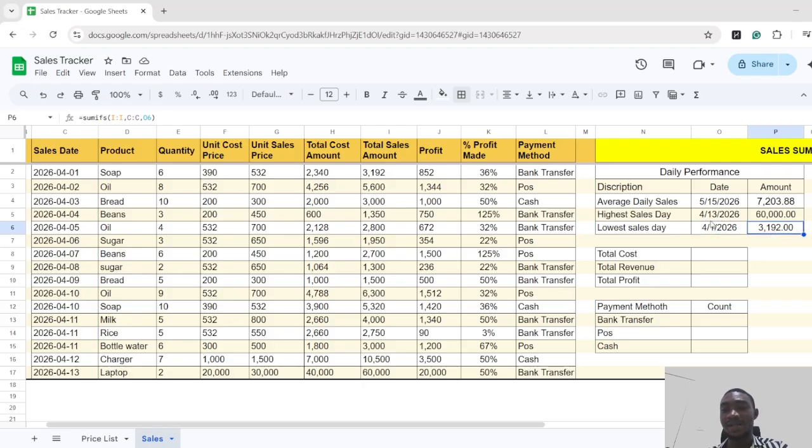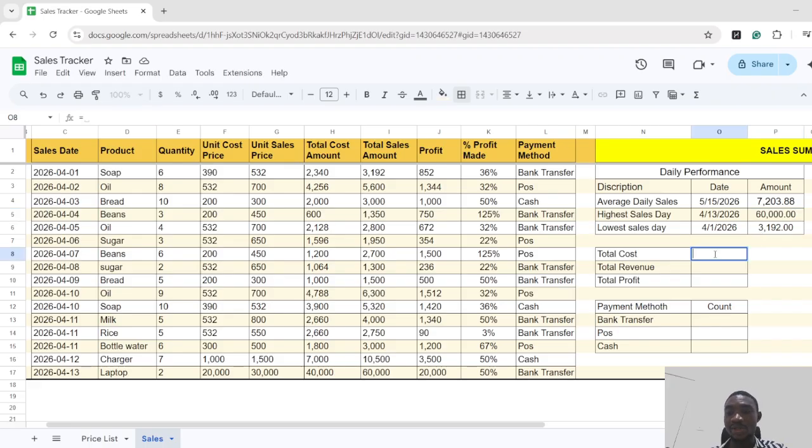And our highest sales day was on the 13th of the month and we made 60,000 naira. However, our average daily sales for the month is 7,200. This is to say that on the average, we are making 7,000 naira every day. But meanwhile, on the 13th, we made the highest sales and we sold 60,000 naira. On the 1st was our lowest sales day where we made 3,192 naira.